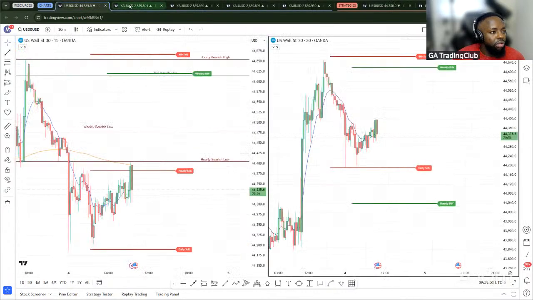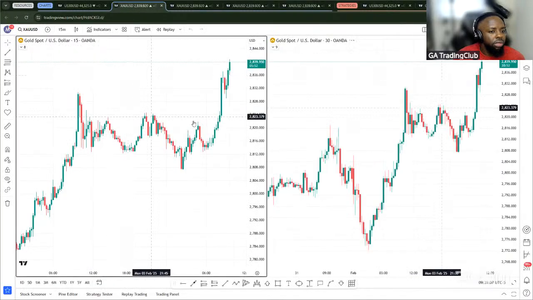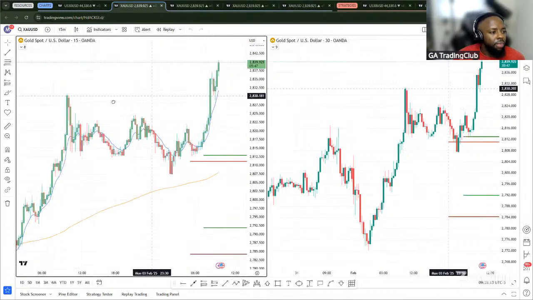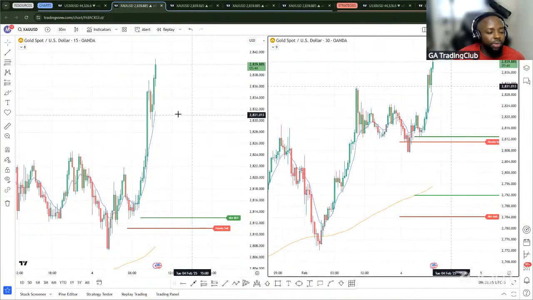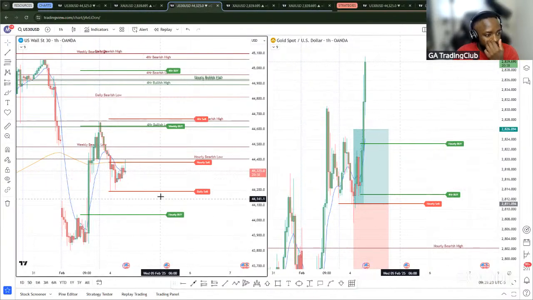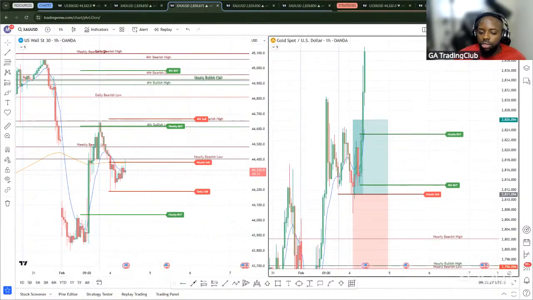For gold, nothing as well. So gold is super, super bullish. On the 1 hour time frame, nothing for US 30, nothing for gold. There was an entry for gold here.